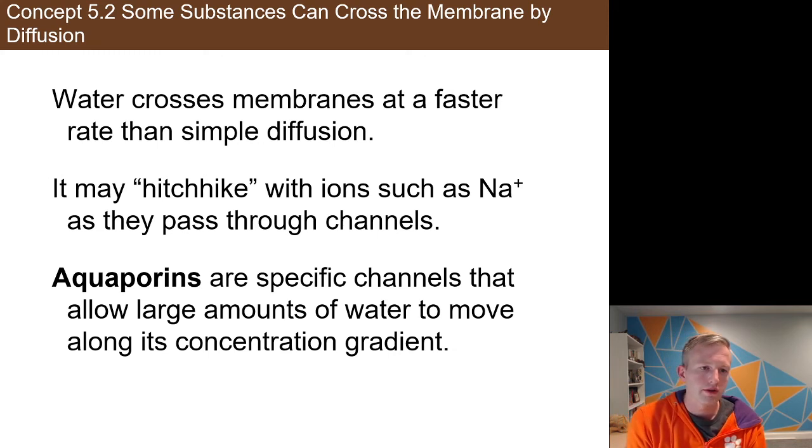Water crosses membranes faster than just simple diffusion because there's a few ways in which it can get in. It can hitchhike with ions such as Na+ as they pass through channels. And aquaporins are specific channels that allow for the movement of water into or out of the cell. And kind of like the name implies, these are water pores in the cell that allow for very fast movement of water into or out of the cell. Water is such an important molecule and such a foundational part of homeostasis that the presence of aquaporins is significant in a large part of, for instance, the human cells.